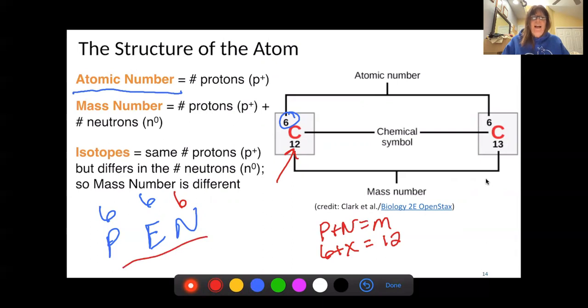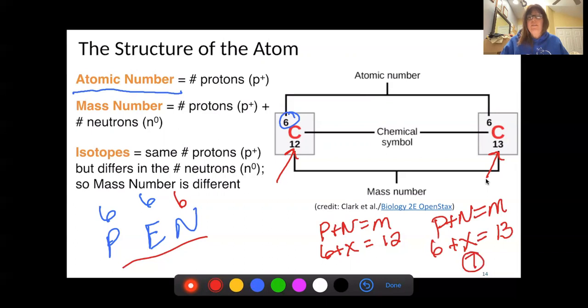Now, isotopes, like some elements have more or less neutrons. And so you could have the same element, but with different mass numbers. So notice here, the mass number is 13. So again, protons plus neutrons equals my mass number. So here I'm saying it's 13. I don't know my number of neutrons. My number of protons is not going to change. So in this case, I would have 7 neutrons, right?